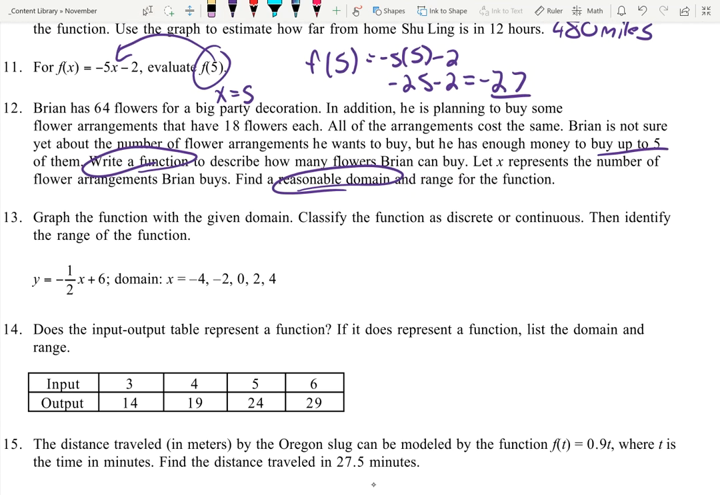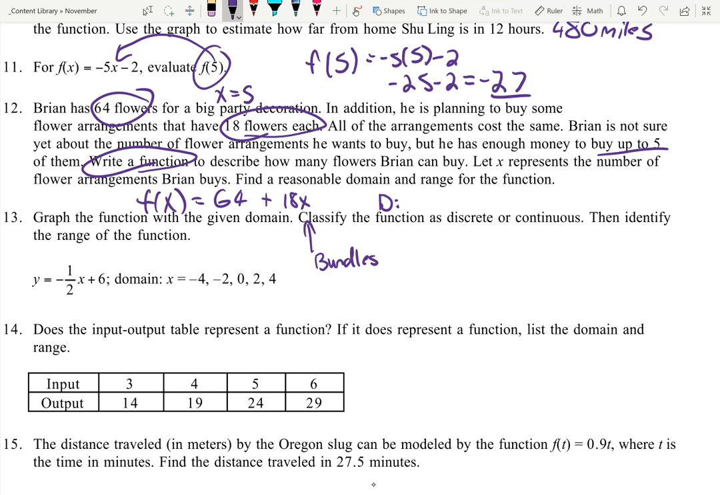So our function is going to start with f of x equals. Now keep in mind, this is about how many flowers Brian has. He already has 64, and he can buy more in bundles of 18. So for each bundle he buys, he gets 18 flowers. So 18 times x, being the number of bundles of flowers that he buys. So there's our function, starting with 64, plus 18 per bundle. Now about the domain and range. Domain is reasonable numbers that we can plug in for x. Remember, x is the bundles he can buy.